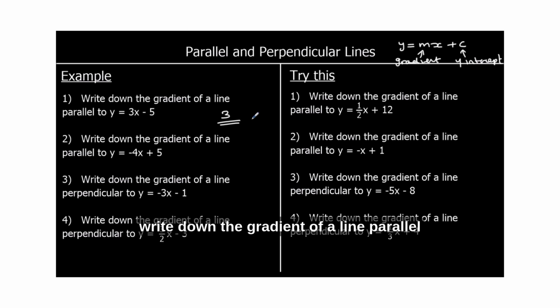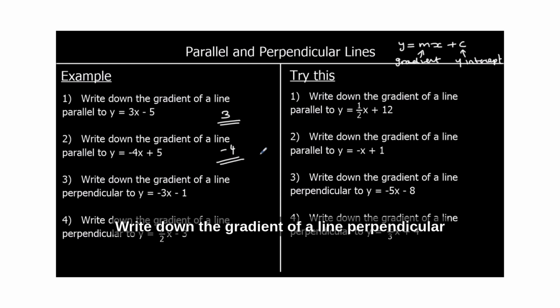For the second one, write down the gradient of a line parallel to y equals minus 4x plus 5. The gradient of this line is minus 4, and any parallel line will have the same gradient.